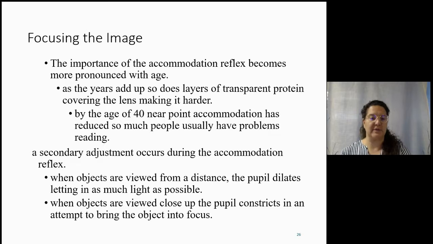A secondary adjustment occurs during the accommodation reflex. When objects are viewed from a distance, the pupil will also dilate, letting in as much light as possible. And when objects are viewed close up, that pupil constricts in an attempt to bring the object into focus. So we're getting less information. Again, as people age, their ciliary muscles become a little bit weaker and the lens becomes firmer, and it's harder to contract those ciliary muscles, making that lens become round and globular, making it more difficult to look at objects that are close up.